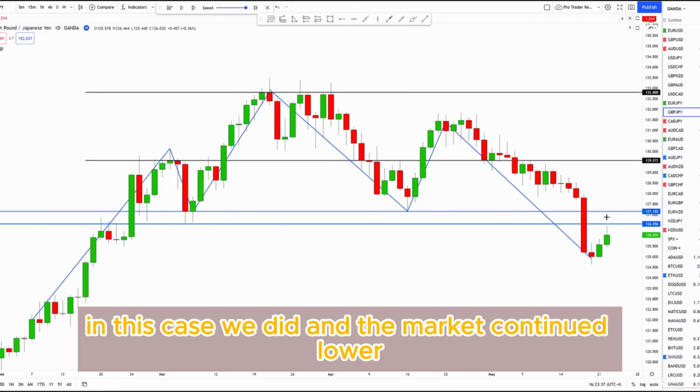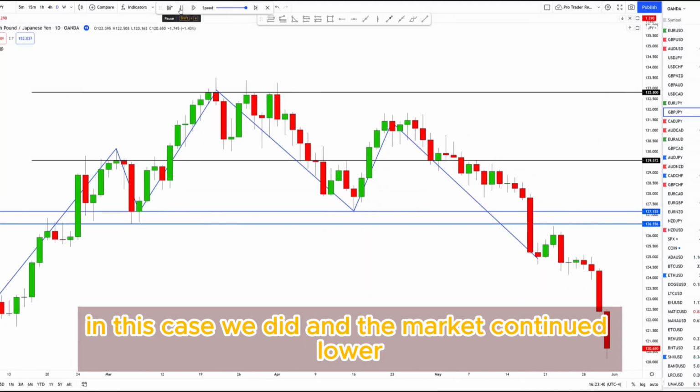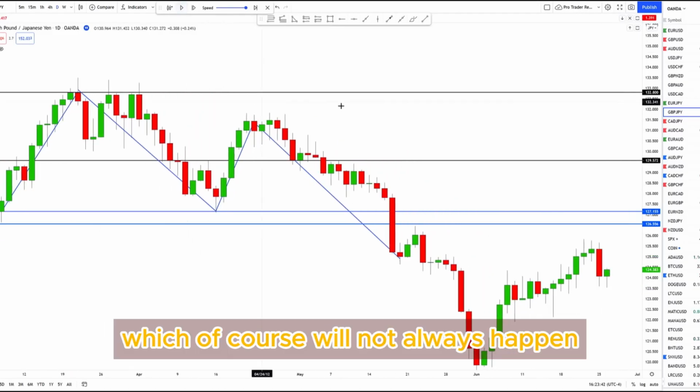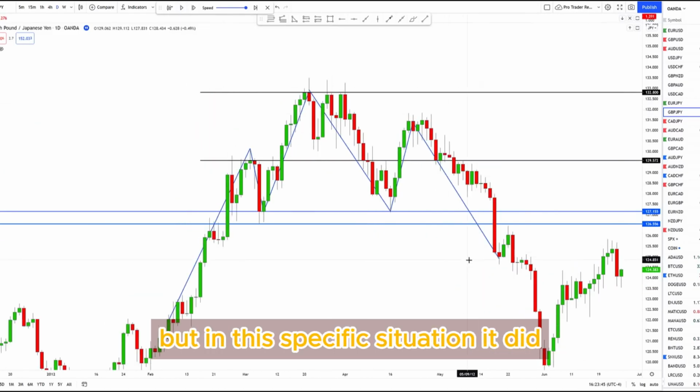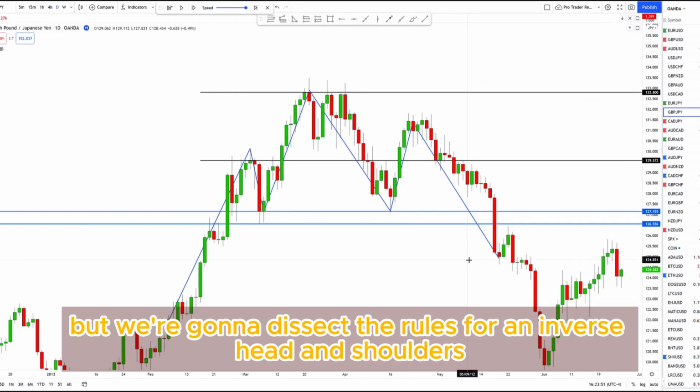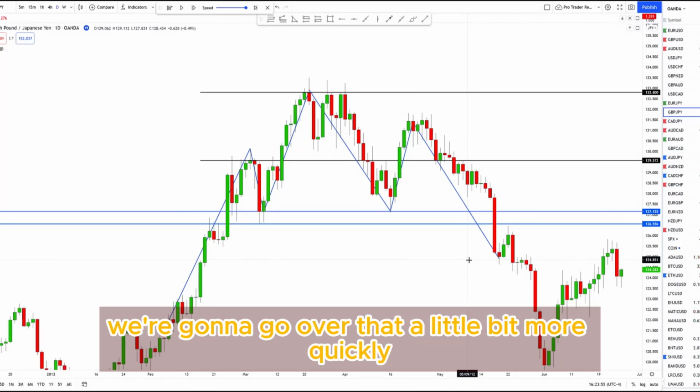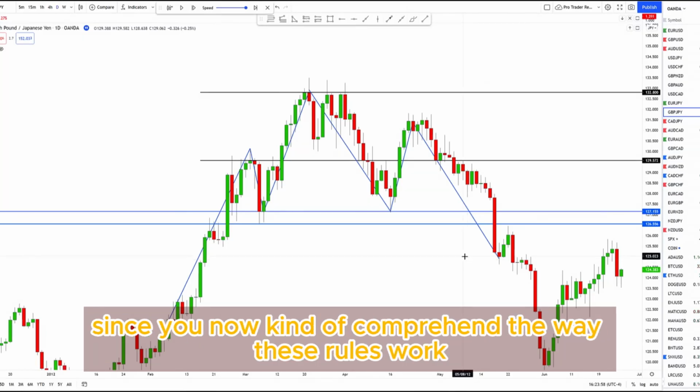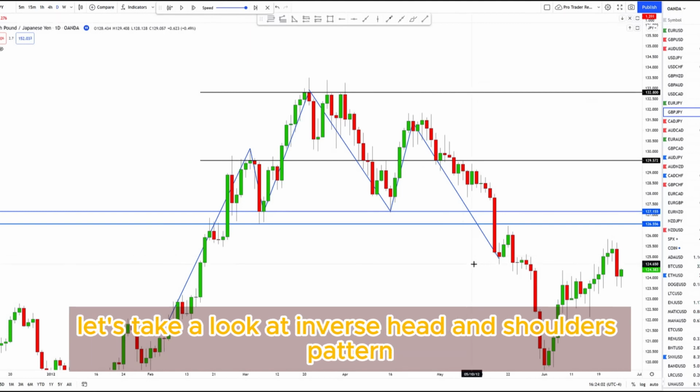In this case, we did, and the market continued lower, which of course will not always happen, but in this specific situation, it did. So those are the rules for my head and shoulders pattern. I know that was a long one, but we're going to dissect the rules for an inverse head and shoulders. We're going to go over that a little bit more quickly since you now kind of comprehend the way these rules work. So let's take a look at that inverse head and shoulders pattern.